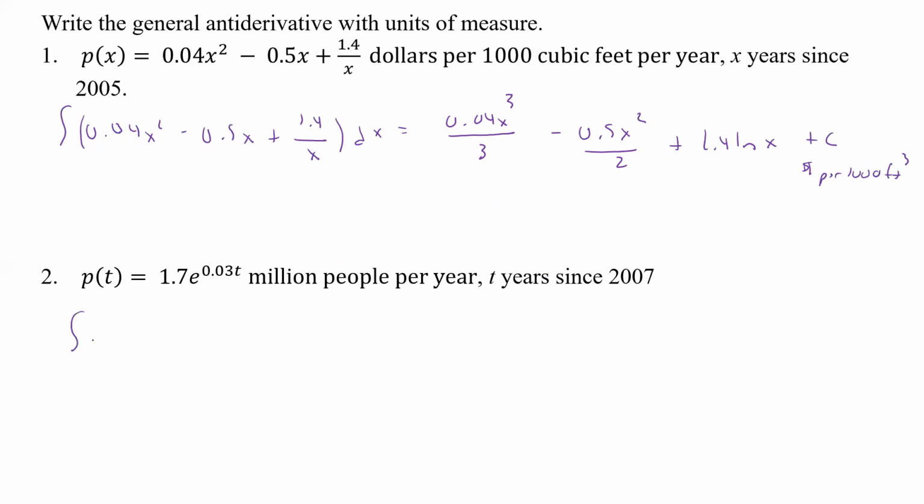How about this one? Well, we're going to take the integral of 1.7 e to the 0.03t. That's just going to be 1.7 e to the 0.03t all over, and depending on how you want to do it, if you just want to do the k, it's 0.03, and that's it. And it's million people per year, so it's just going to be million people, okay? So again, nothing difficult. We just have to memorize those antiderivatives and things should be good.